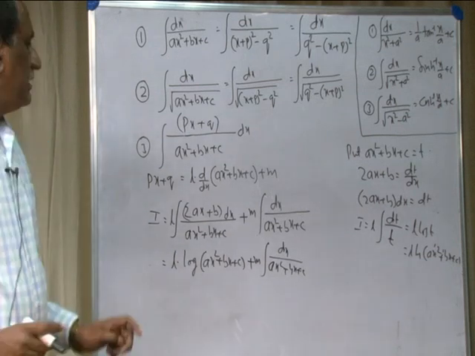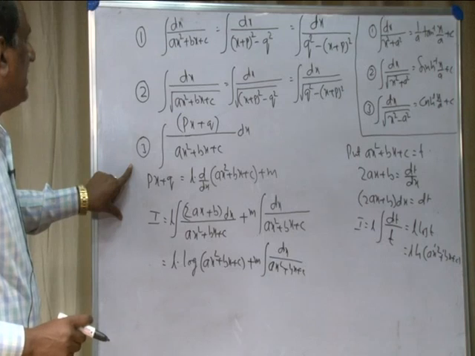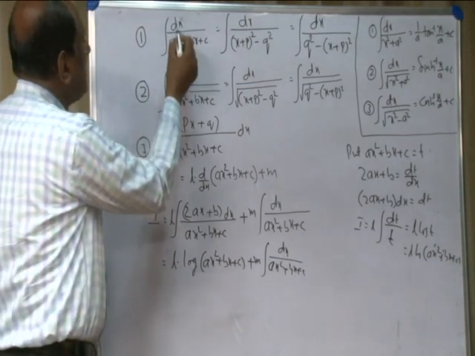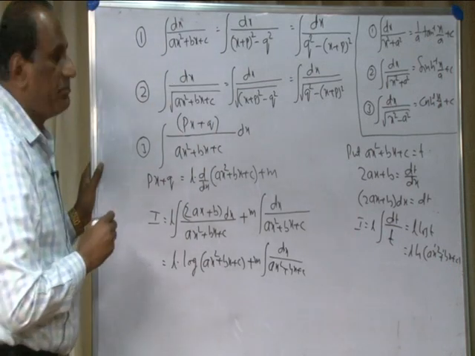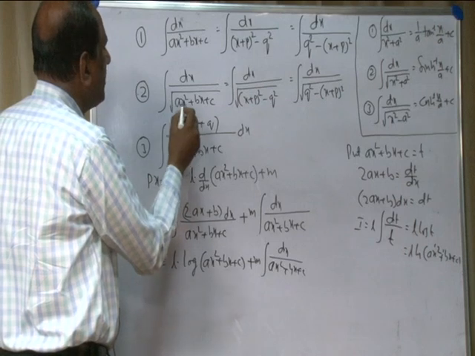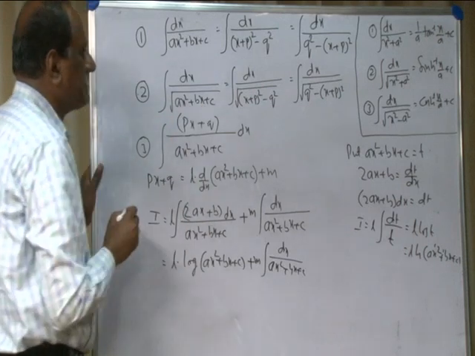So this is the third form of standard integral. See here on the board there are three types. One is dx by ax square plus bx plus c. Second one is integral of dx by root of the denominator ax square plus bx plus c.